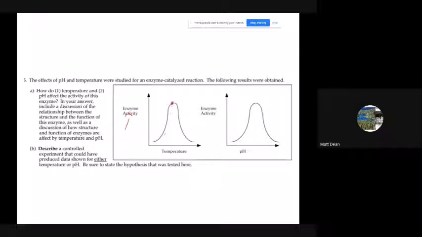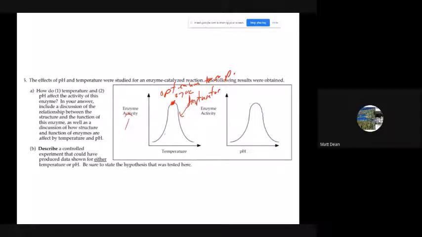And it goes up to some magic temperature that we're going to call the optimum temperature. In the human body, that's almost always 37 degrees Celsius or 98.6 degrees Fahrenheit. And then if the temperature goes up past that, the enzyme starts to break apart and the enzyme activity decreases, mostly because of denaturation, the changing of the shape of the enzyme.